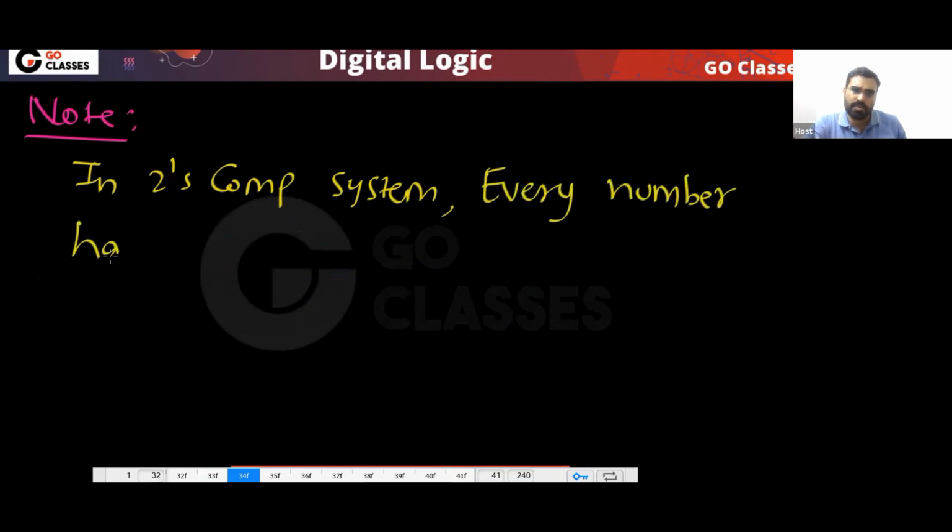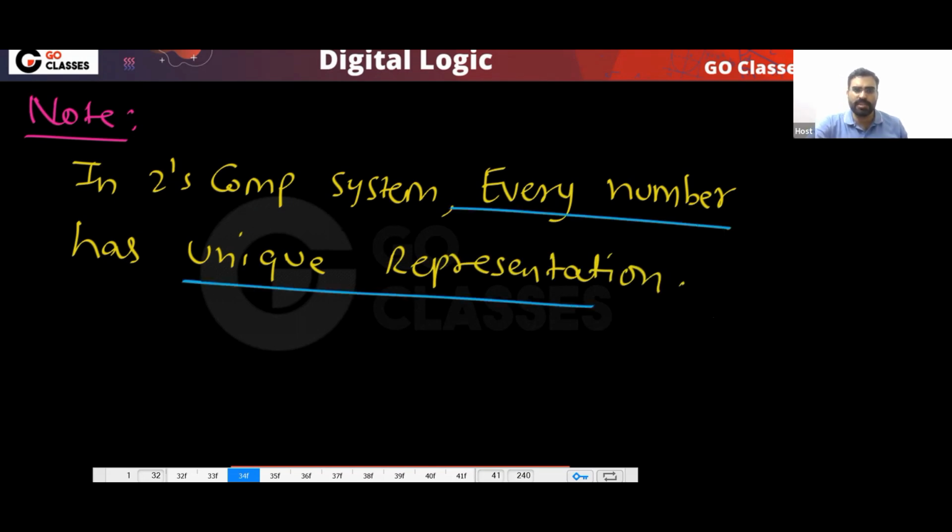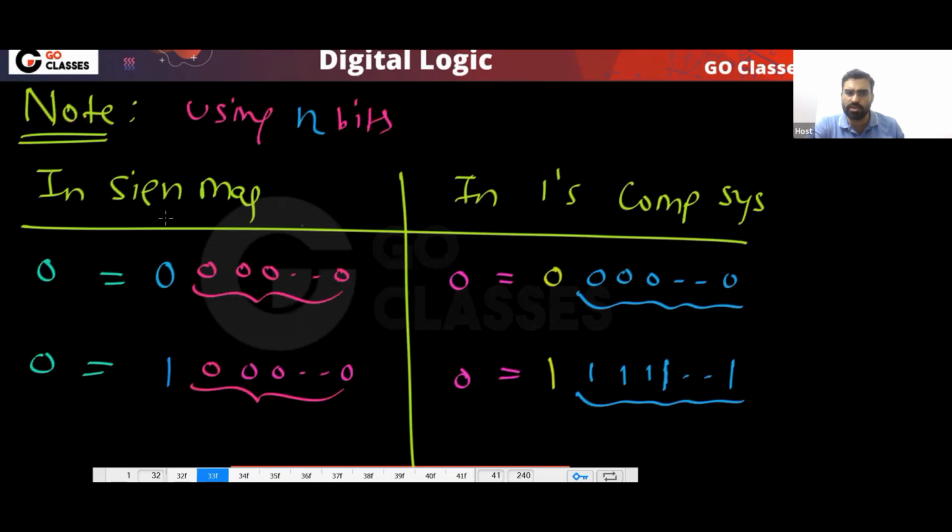Every number has a unique representation, correct? Very simple. But this same statement we cannot say for 1's complement and sign magnitude, because they have different representations for 0. For the same number they have different representations.